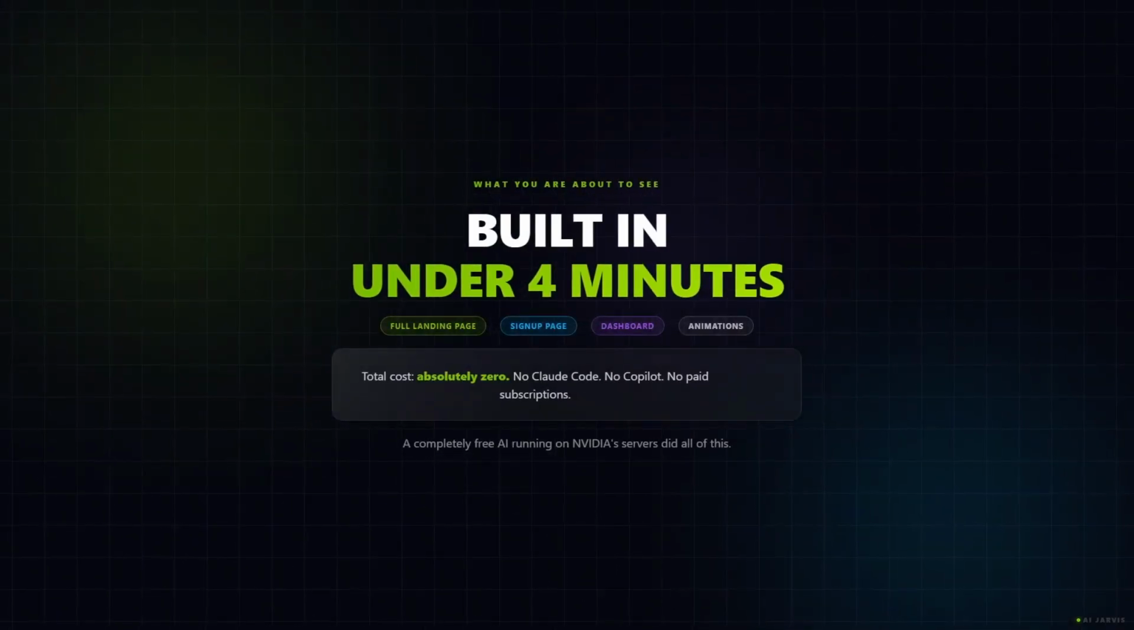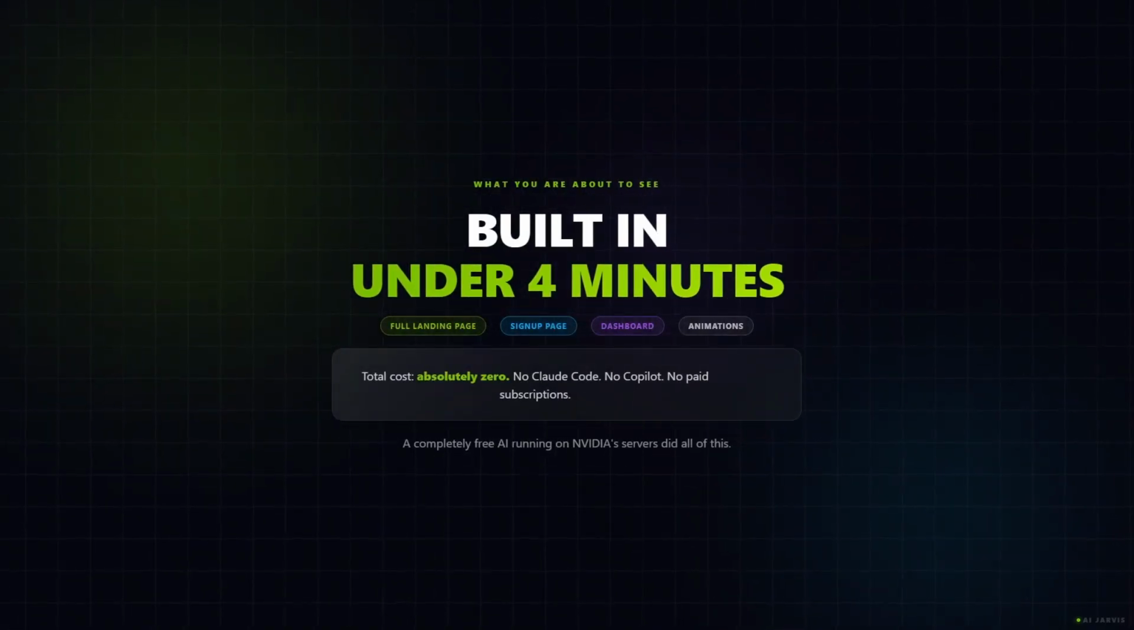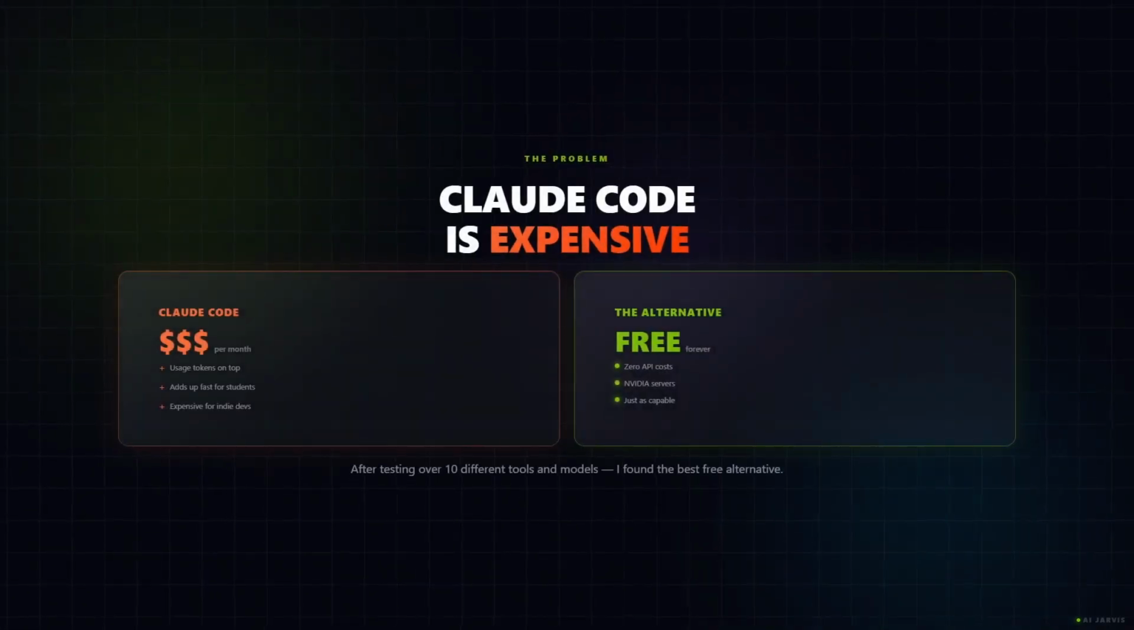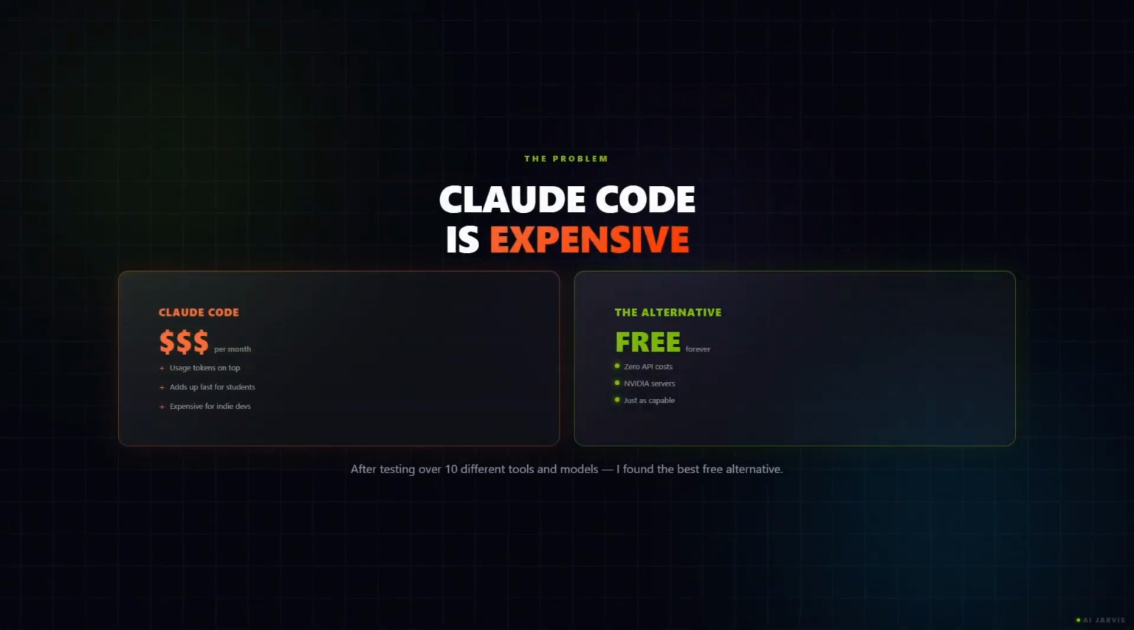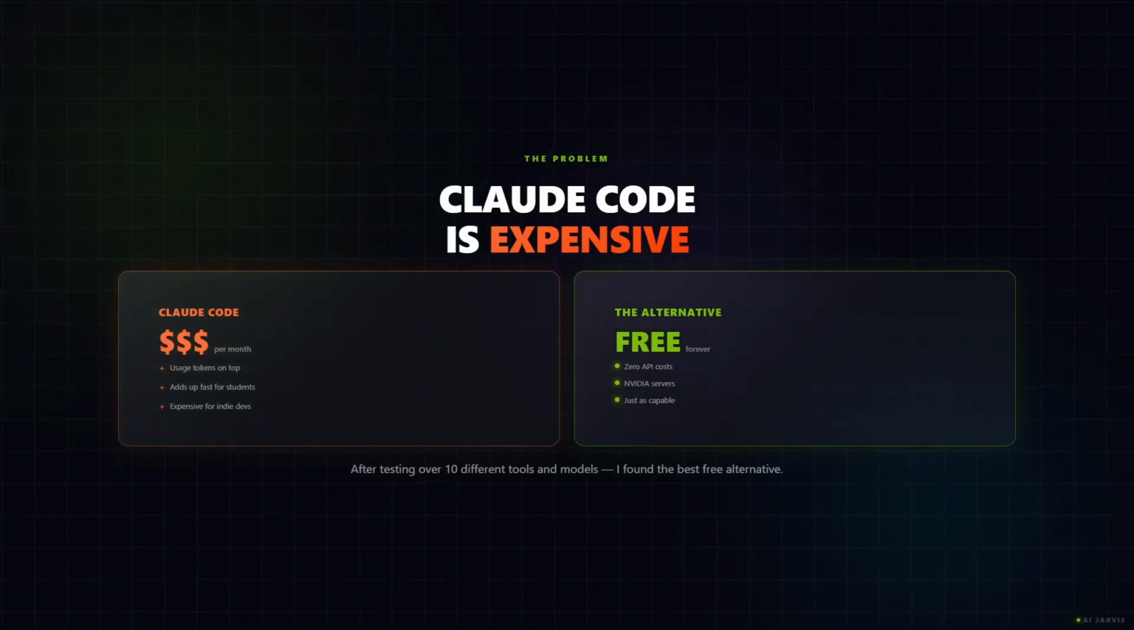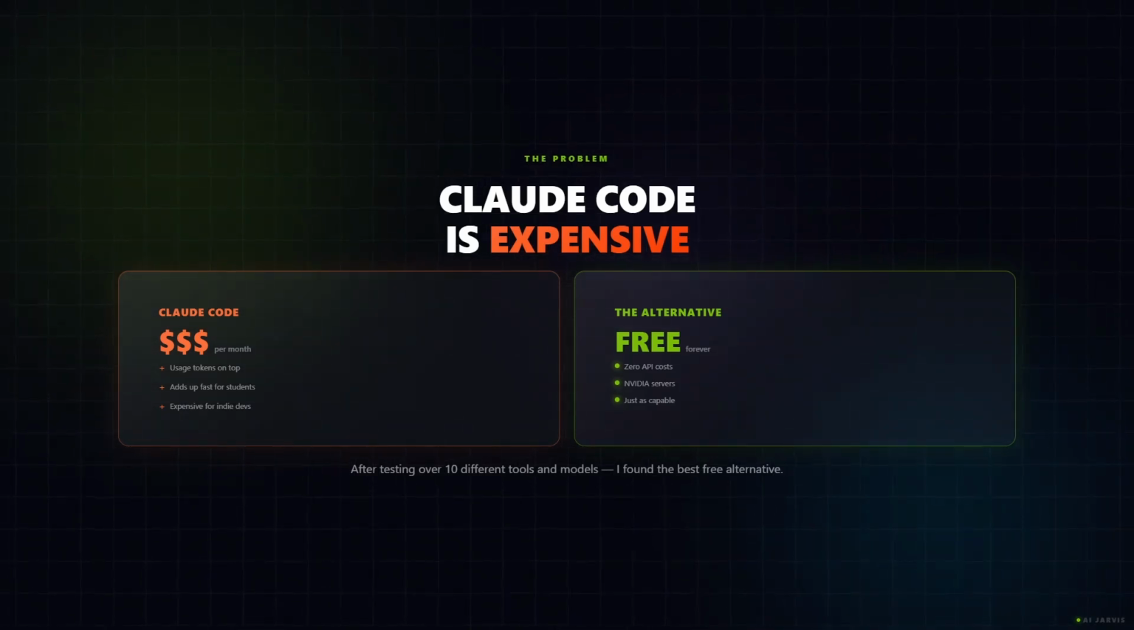Under 4 minutes, I am going to build a landing page and an animation video using Kimi K 2.6 with Aider, because Claude Code is expensive for most people. But this approach is completely free.